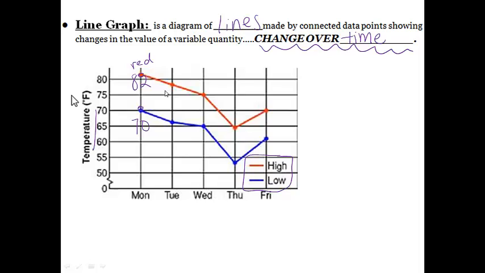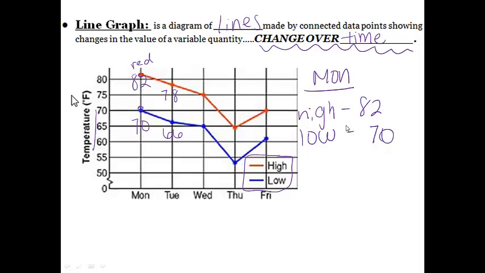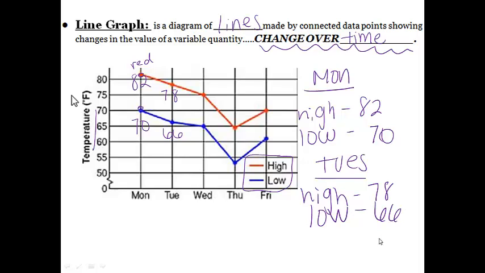And then this one's probably about, what, 78-ish? This is 66-ish. Guys, this is just like stuff that you see on your weather app on your phone. So like on Monday, it would say Monday, and then it would say the high is 82. The low is 70. This is stuff you see every day, but it's now just put into a bar graph. And then on Tuesday, it'll tell you the high is 78. The low is 66.